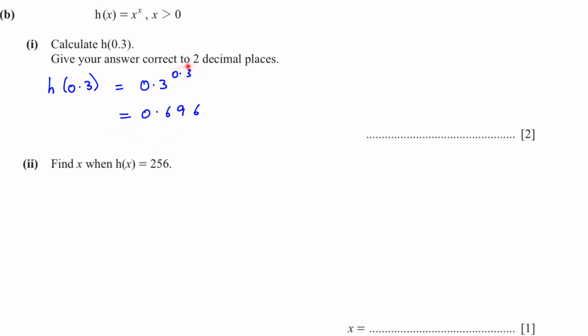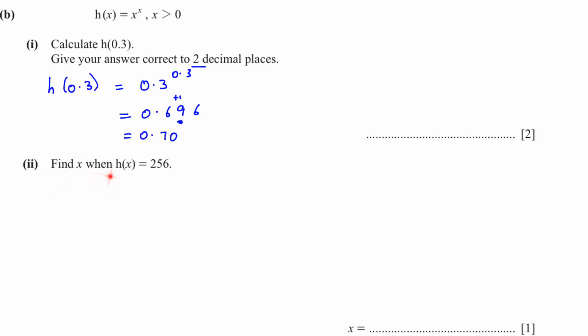0.696. But we want it to 2 decimal places. So this is the second decimal place we wanted to round up. If the number after is 5 or more, you have to add 1 to the number that you are rounding. So it will become 10, which will give us 0.70. If you write only 0.7, you will not get your mark because they said 2 decimal places. So even if it's a 0, you need to write it down.